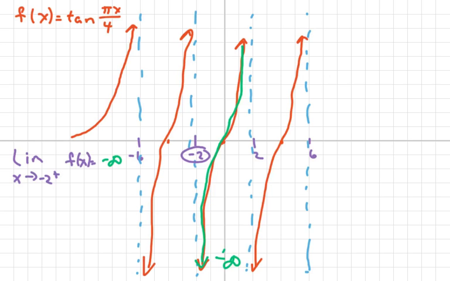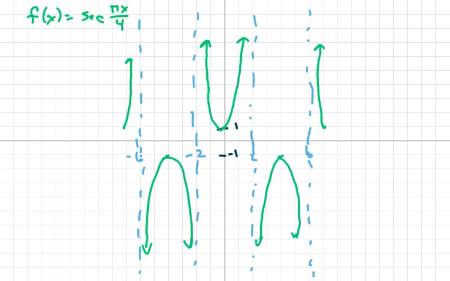And from the left, all the numbers left of negative 2 would be like negative 3 and all those. This keeps going up to infinity. So that equals infinity. And one more, the secant function.